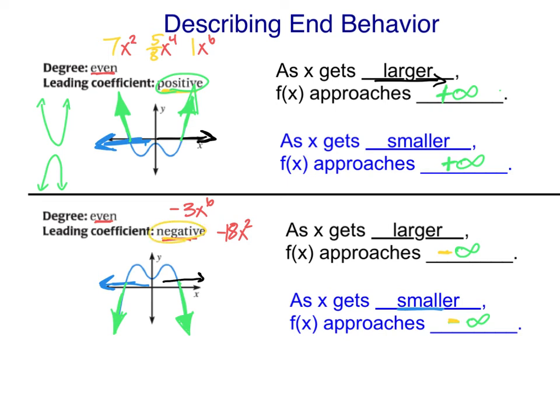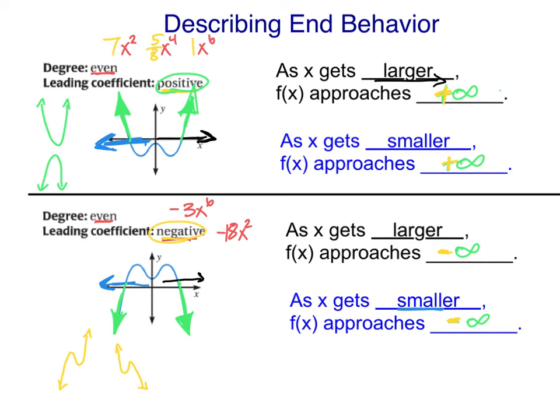If you go back and look at the odd ones, they are alternating, all right? An odd either goes like this, so it's up and down, or it goes like this, so it's down and up. So even will always have the exact same symbols, negative, negative, or positive, positive, whereas an odd function will have positive, negative, or negative, positive.